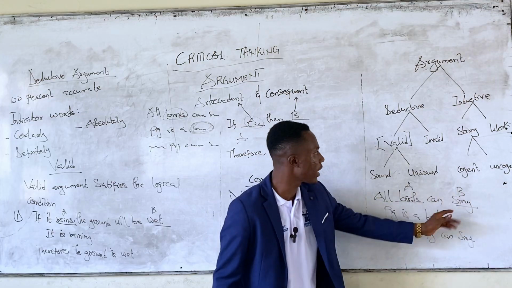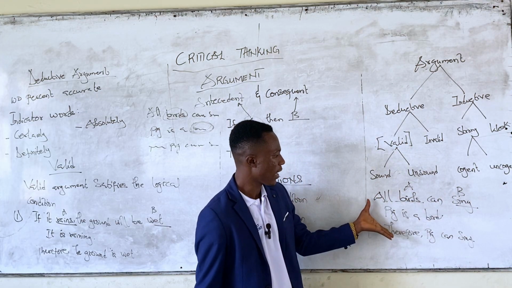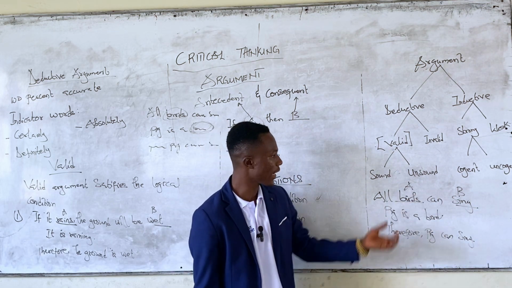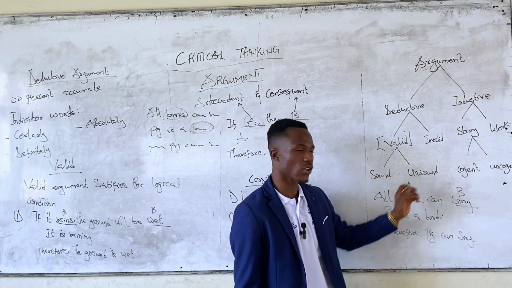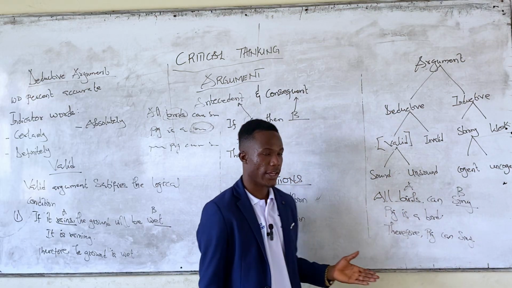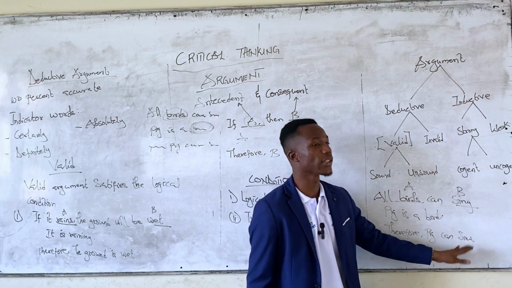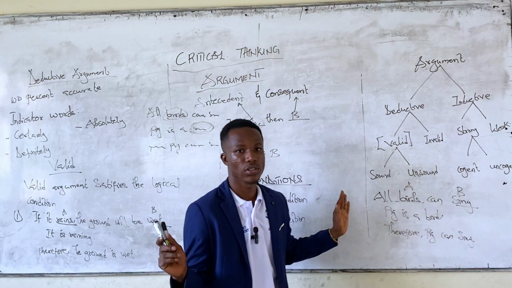Now that we know that the argument is valid, let's check whether it is sound or unsound. Is the whole argument true? If it is true, then it is sound. If the whole argument is false, then it is what? Unsound. So let's check. All birds can sing. That's a big lie. Pig is a bird. Big lie. Therefore, pig can sing. Another big lie. So everything about this argument is what? False.